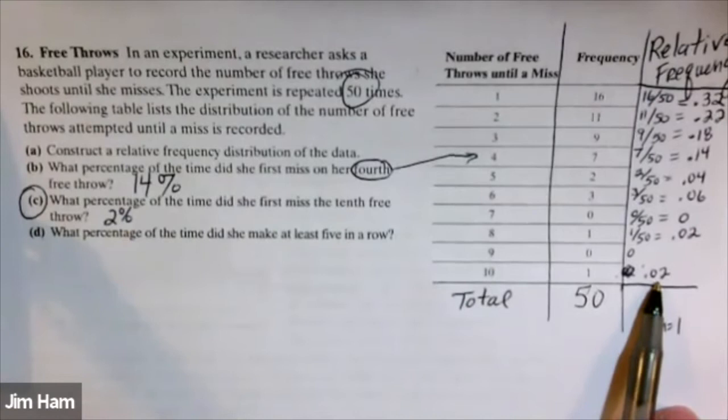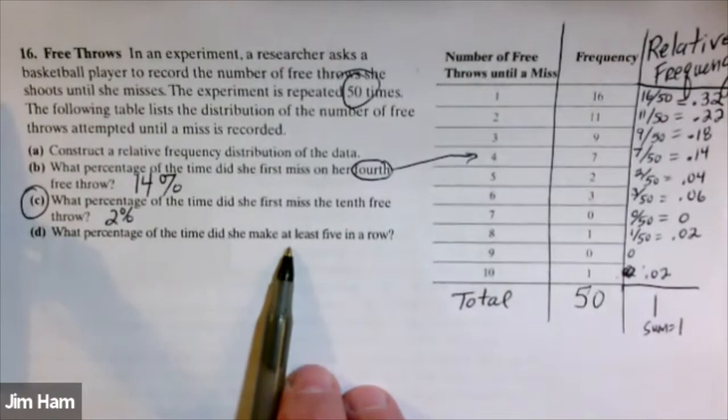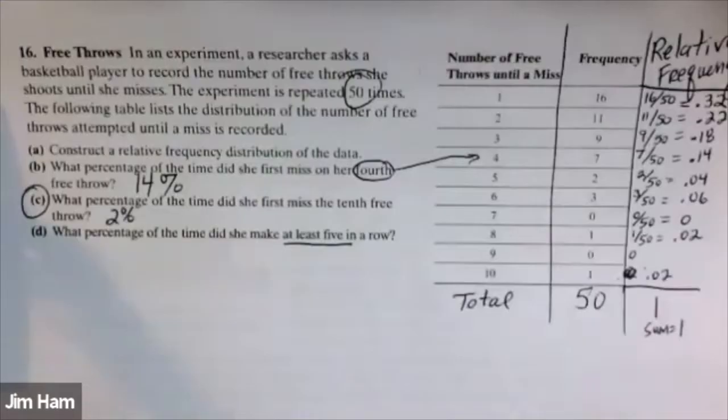All right, this one's a little tougher. D says, what percentage of the time did she make at least 5 in a row? At least 5 in a row. What do you think? You can add these in your head. This one takes a little bit of interpreting the data. Wow, 86. Not sure about 86.